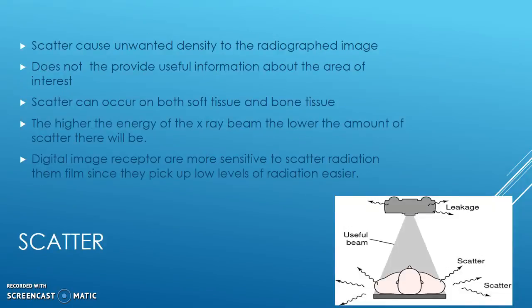Scatter causes unwanted density to the radiographic image. It does not provide useful information. Scatter occurs on both soft tissue and bone tissue. The higher the energy of the X-ray beam, the lower the amount of scatter that will be. Digital image receptors are more sensitive to scatter radiation than film, since they pick up low levels of radiation easier.